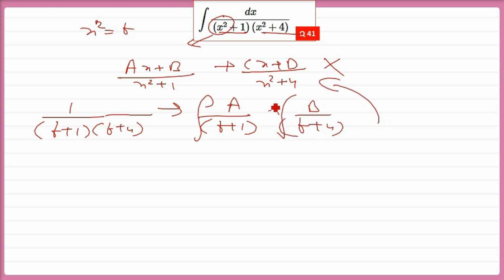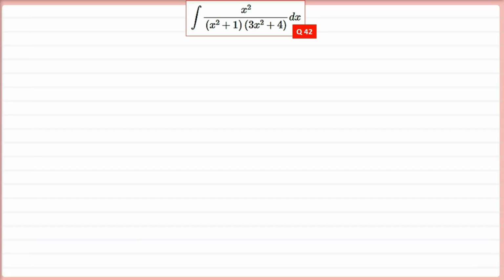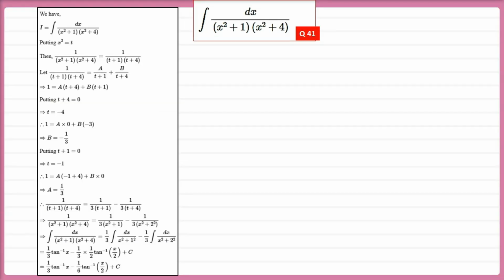So, now take the integration. This a and b can be computed, and you already know how to compute this. You don't have to differentiate. Please remember, just replace x square by t, because dt by dx will form 2x and there will be a problem again, because there is no x in the numerator. In the later stages, wherever it is applicable, replace x square by t.